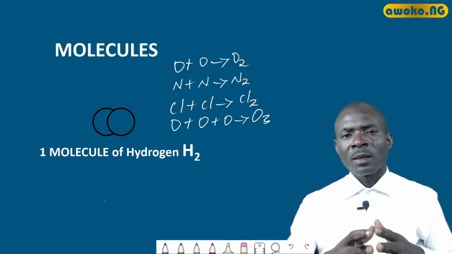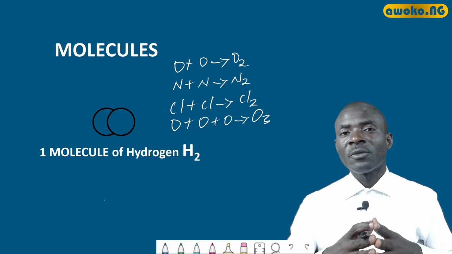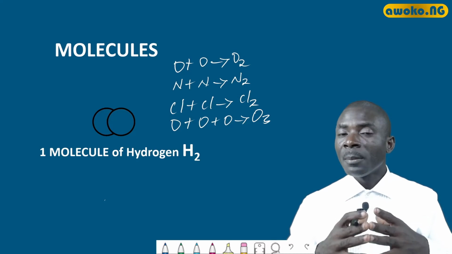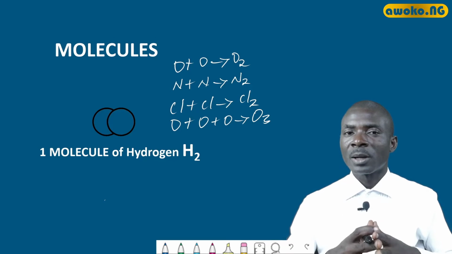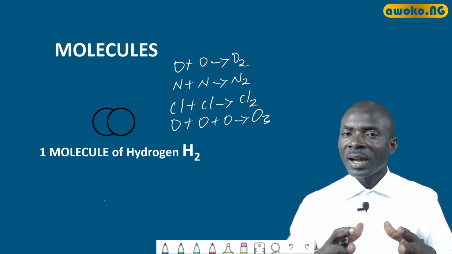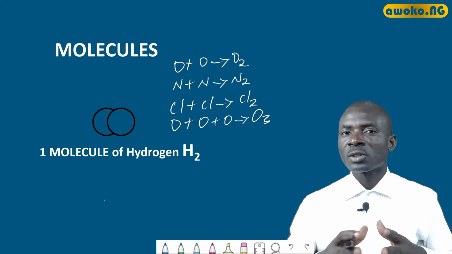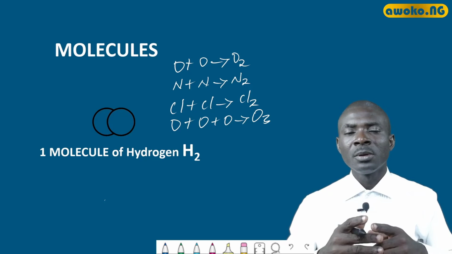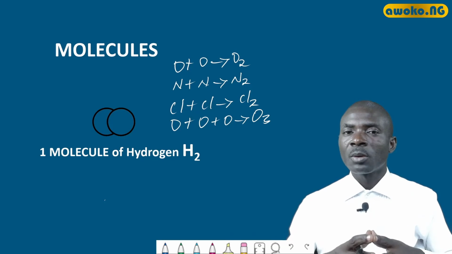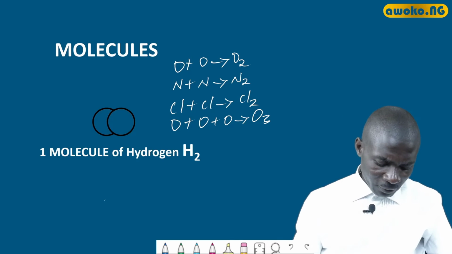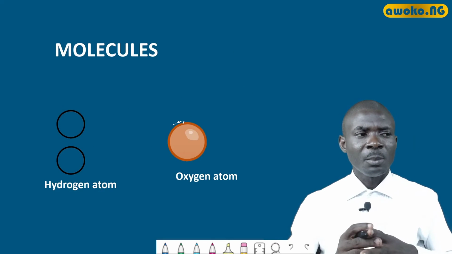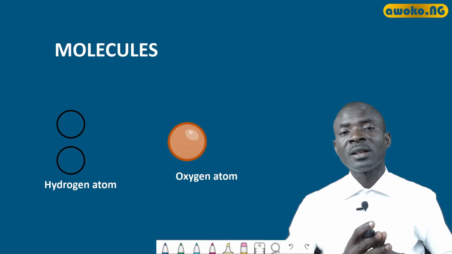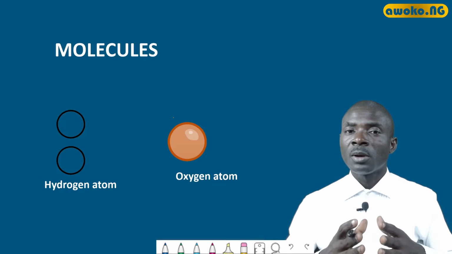Now, molecules can also be formed when atoms of different elements combine together to form a molecule of a compound. This time around, it has to do with what? Different elements, or atoms of different elements, coming together to form a single compound, or to form a molecule of a compound. Just as we have in the case of water molecules, where two atoms of hydrogen combine with one atom of oxygen to form a molecule of water.